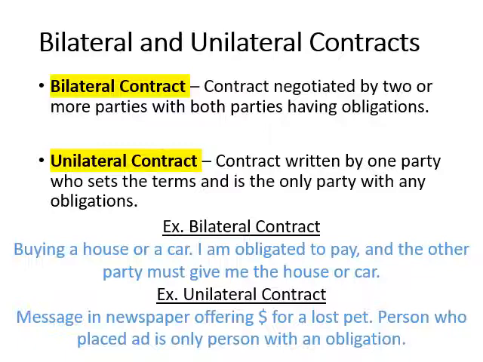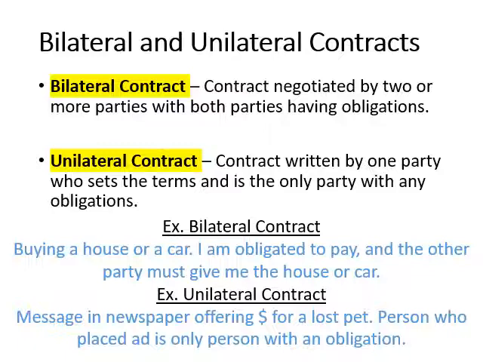Now the person who placed that advertisement, they do have an obligation, right? They have an obligation to pay money to a person if they find their lost pet and bring it back to them. But if I'm reading my newspaper one morning, I have no obligation to go out and try to find this lost pet. Therefore, that is a unilateral contract.